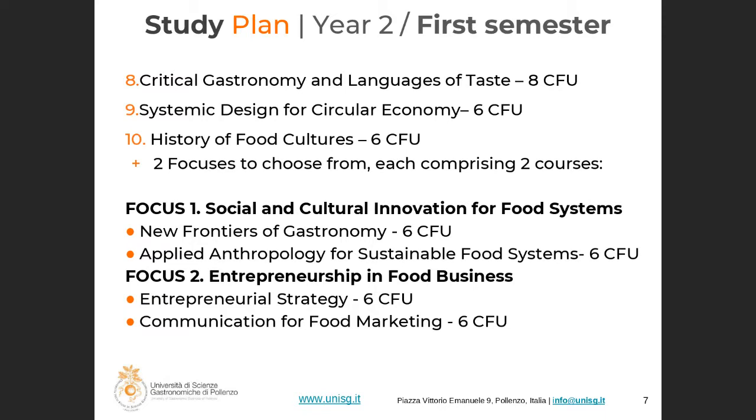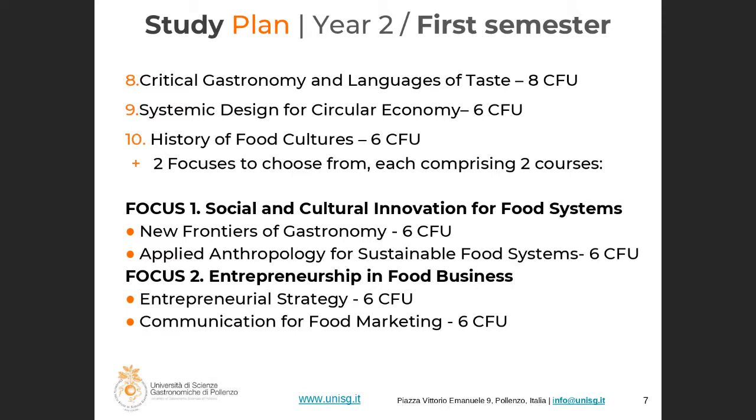Because, as I already told you from the beginning, the course has a double soul: on the one hand we give analytical and managerial skills related to the private sector, and on the other hand we also deal with a series of issues related to policies and the institutional sector. Usually we have a consistent part of the class interested in working in the private sector, and an analogously consistent part interested in working in the institutional sector. So in the second year of the program, we ask students to specialize, and usually we suggest the first focus, social and cultural innovation for food systems, to those students more interested in the institutional sector.